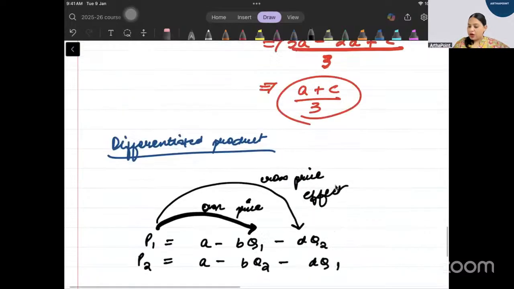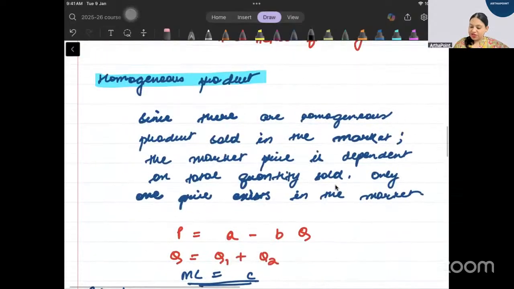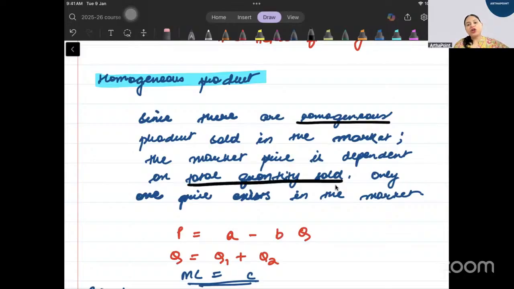So now you will just replace this first line that we have written. You will say, since there are differentiated products sold in the market, market price is dependent on own price effect and cross price effect. There are two separate prices in the market. दोनों firm क्योंकि differentiated product sell कर रहे हैं like Domino's and Pizza Hut, they can charge different prices because of differentiated products in the market, right?